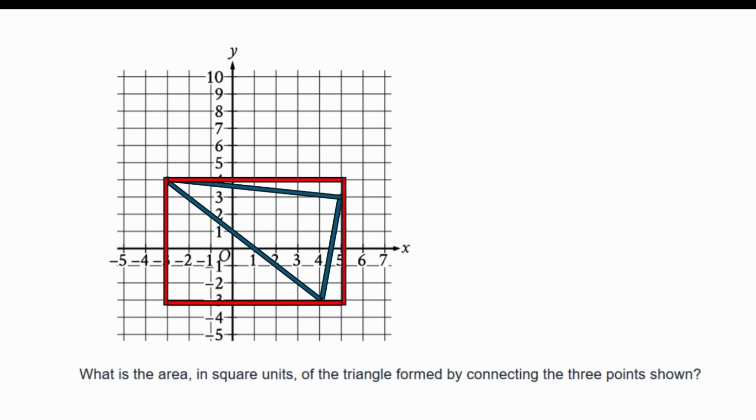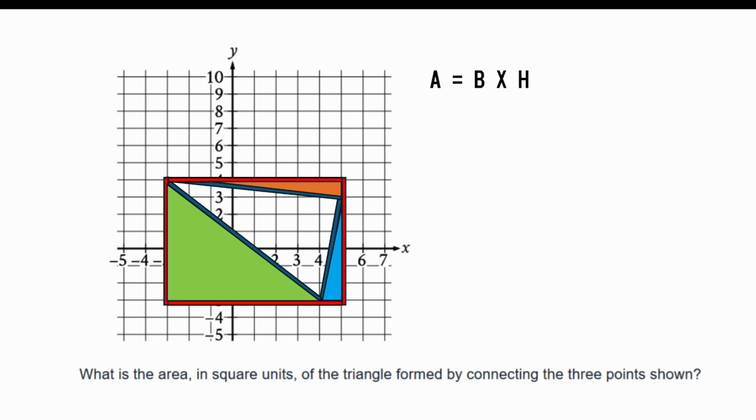Now, when we see this rectangle, we can see clearly 3 right triangles, which are going to come in handy in a bit. But first, let's look at this rectangle. Remember that the area of a rectangle is base times height. So in this case, it's going to be 7 times 8, which is 56.